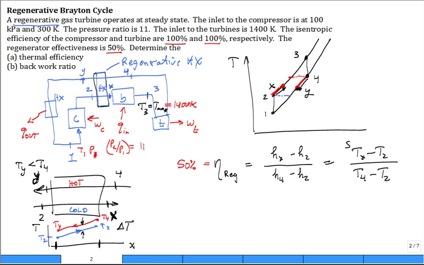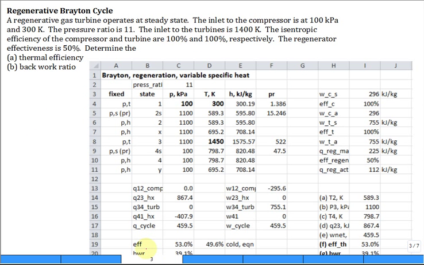So let me do this. Let me show you an Excel spreadsheet where this problem's solved, and then I'll walk through it, because once you've done a few of these calculations, they do become a little tedious. But here we go. So we specify, as I've shown, a little header here, and I'm using variable specific heats. So I specify the pressure ratio is 11.